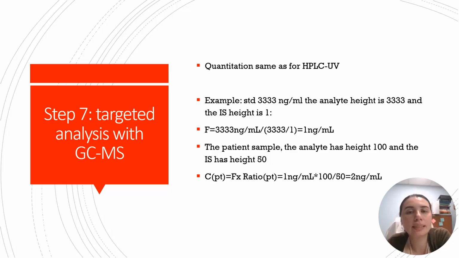And so you want to quantitate similarly as for HPLC UV. Just to give you an example, if you have a standard of 33 nanograms per mil and the analyte height is 33, the IS height is 1, then your factor will be 33 nanograms per mil over that ratio height, which will give you 1 nanogram per mil factor. And then in your patient sample, your analyte has the height of 100 and the IS has the height of 50, then your concentration will be the factor multiplied by the ratio. So that is 2 nanograms per mil.